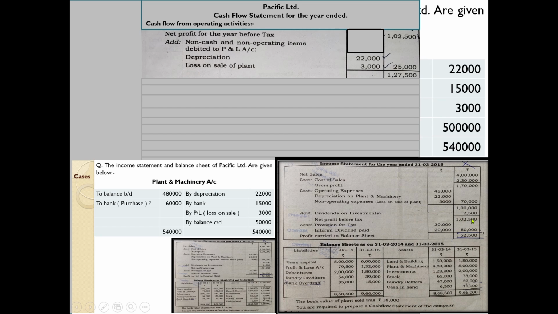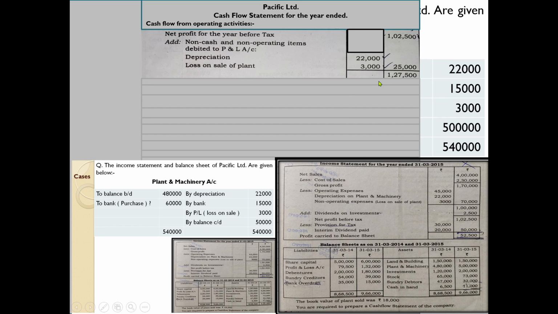Since they have begun with 1,02,500, that is the amount that was left there before adjusting these two. So they need not add back these two amounts again. That's why this 3,000 and 20,000 was not added. If you have taken 52,500, you have to add these two amounts. Then also you will get this 1,02,500. So that was the concept.